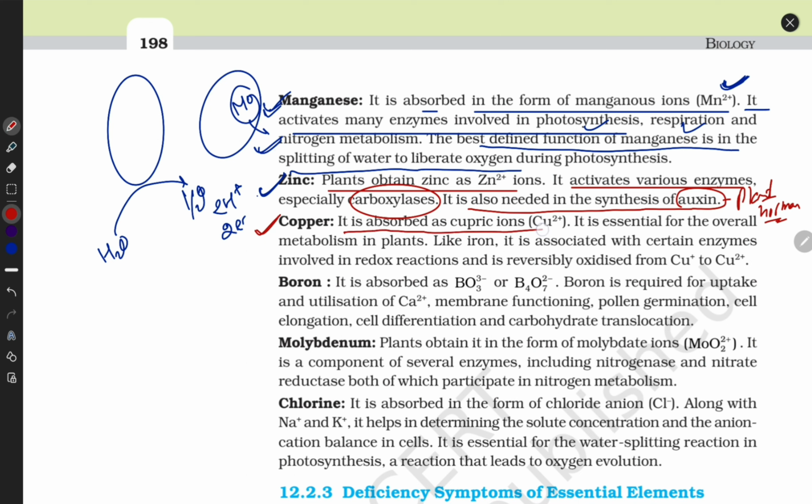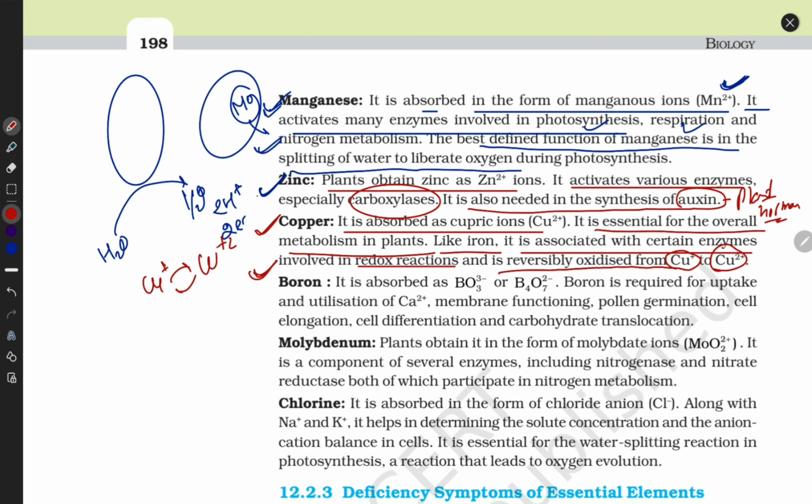Copper is absorbed as a cupric ion. It is essential for overall metabolism in plants, like iron. It is associated with certain enzymes involved in some redox reactions, meaning reduction and oxidation, guys. Yes, and it is reversibly oxidized from Cu plus to Cu plus 2. Look at here, they can convert from this to this.